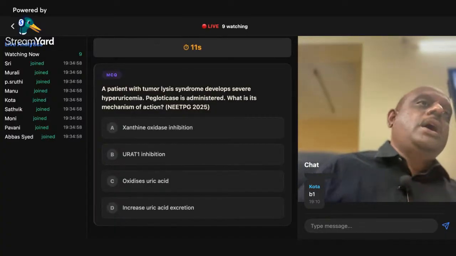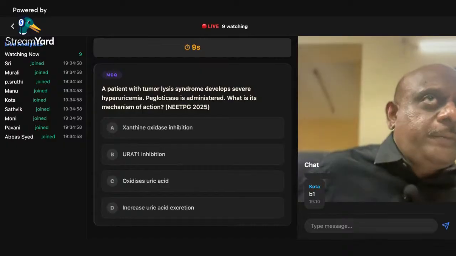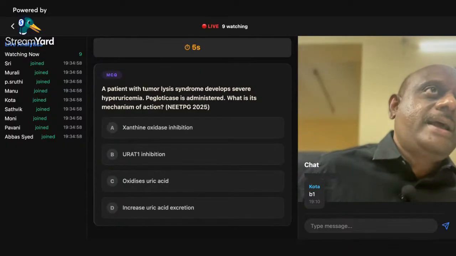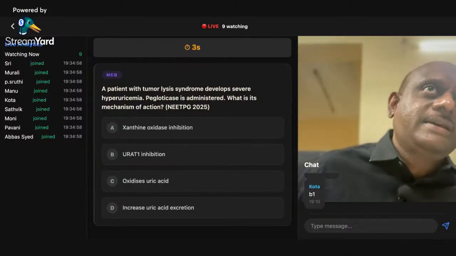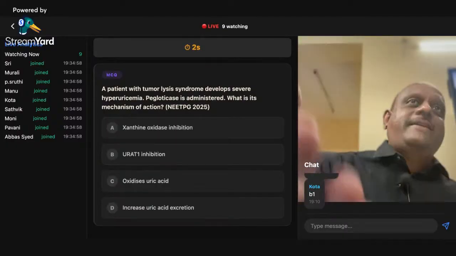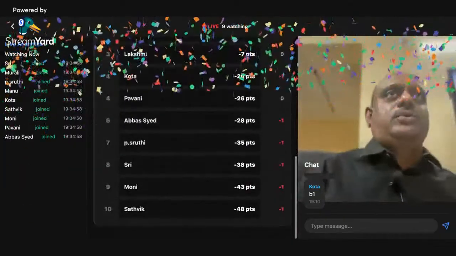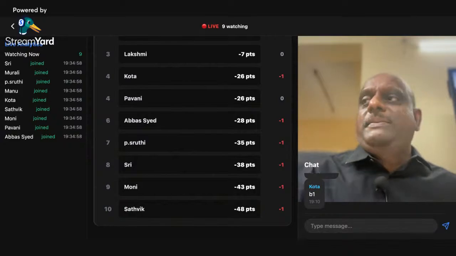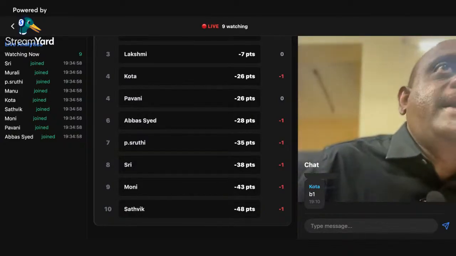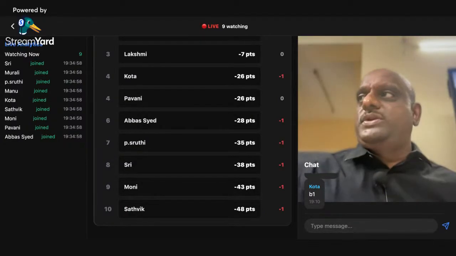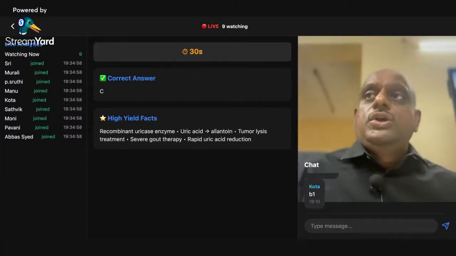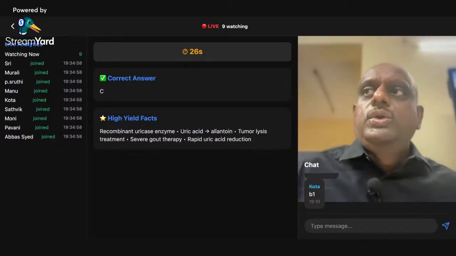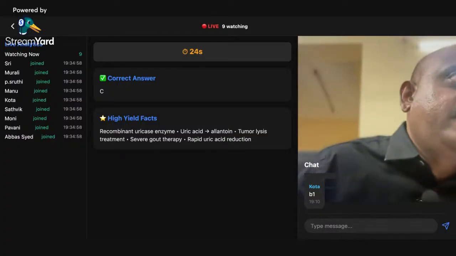So once more, gout management. Will you give allopurinol in acute gout? Contraindicated. Never give it. Allopurinol only after the patient has stabilized. Otherwise, NSAIDs are the treatment of choice for acute gout. Now here there is hyperuricemia. It oxidizes uric acid, which is the mechanism of action. So pegloticase is a recombinant uricase enzyme, converting uric acid to allantoin.